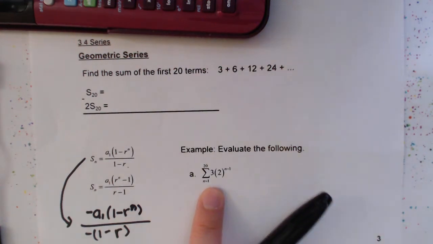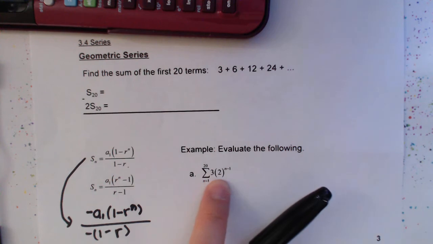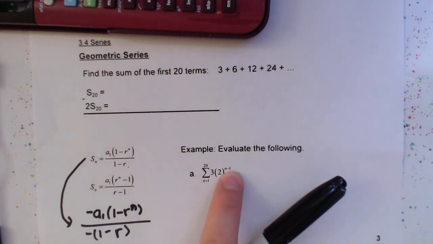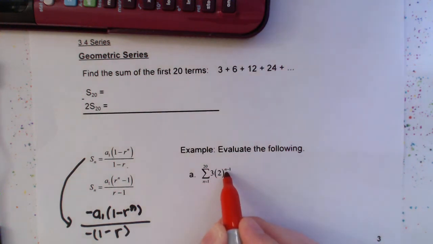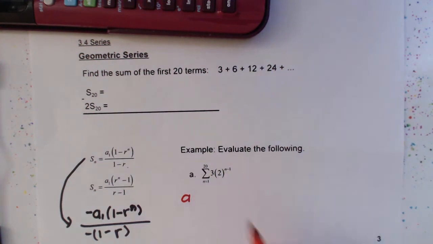So we have the sum from n equals 1 to 20 of 3 times 2 raised to the n minus 1. We need our first term, which is going to be that 3, because if we input 1 here, 1 minus 1 is 0. 2 to the 0 is just 1. So 1 times 3 is 3.